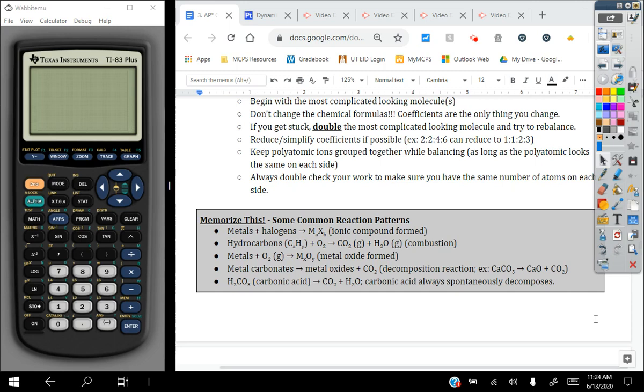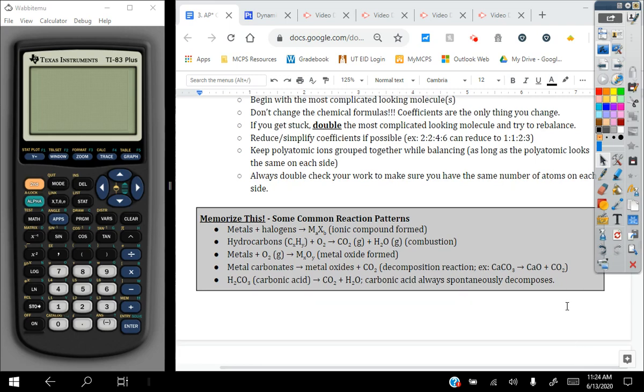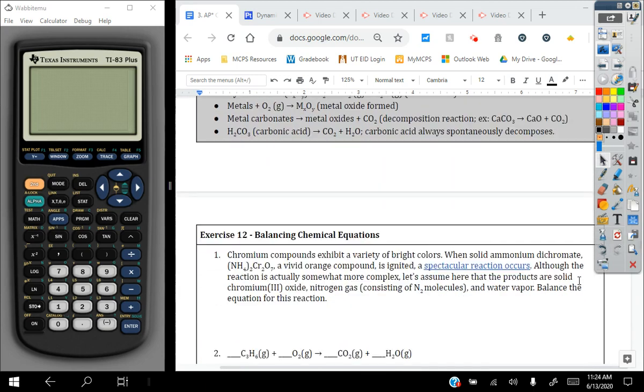Carbonic acid is very similar, but because we have hydrogen present, we not only get CO2 released, but we get water as well. So carbonic acid will always spontaneously decompose.